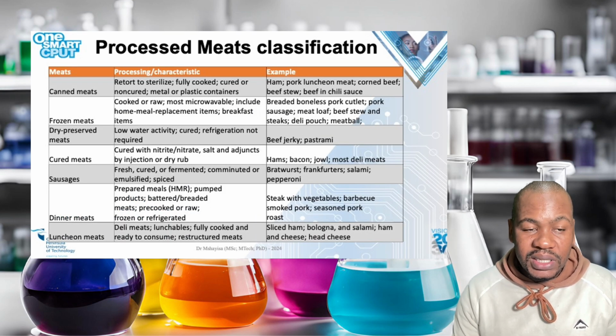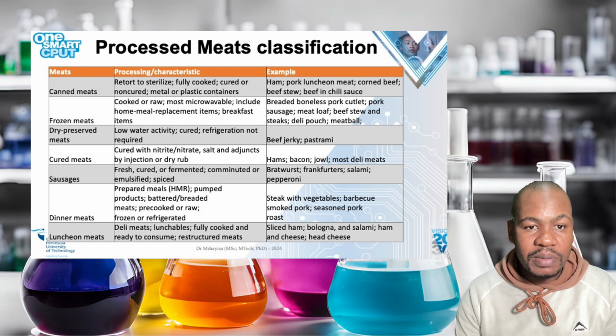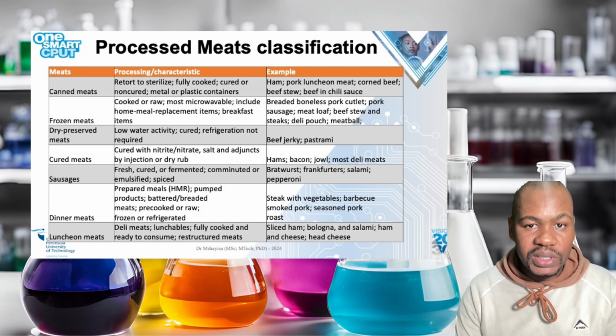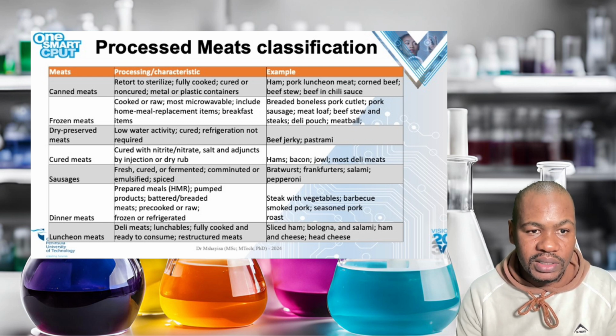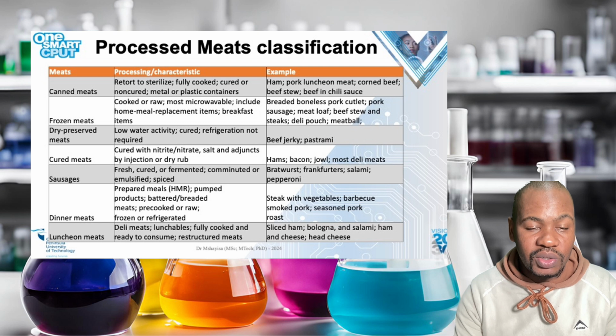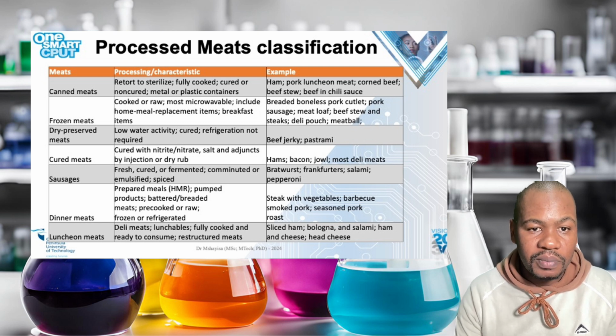In terms of processed meat classification, there are a number of factors or considerations, based on the processing or the characteristics of meats, that are used in the classification of these meat products. So we start with canned meats. How are these classified? These are meats which are fully cooked. In some cases, they can be cured or non-cured, and they are retorted to sterilize the product. Most of them are packaged in metal containers, but they can also be packaged in plastic containers.